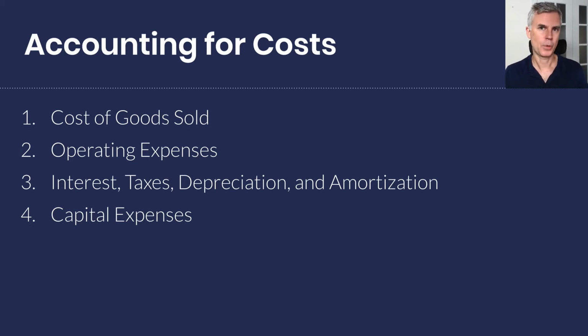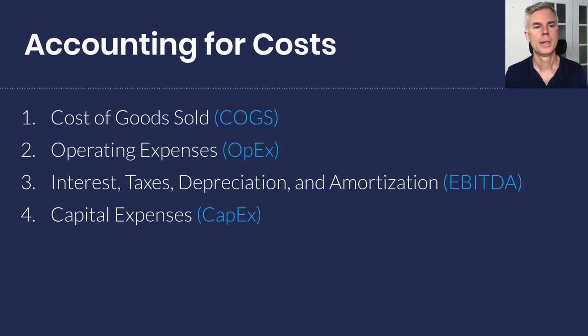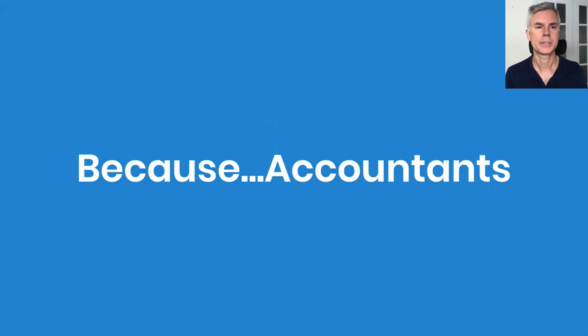But these are four categories that come in very handy when you're running a startup. And each of them has a catchy abbreviated name. So cost of goods sold, we abbreviate as COGS. Operating expenses are OPEX. Interest, taxes, depreciation, and amortization, we talk about EBITDA, which is earnings before interest, taxes, depreciation, and amortization. And then we have capital expenses, which we refer to as CapEx.